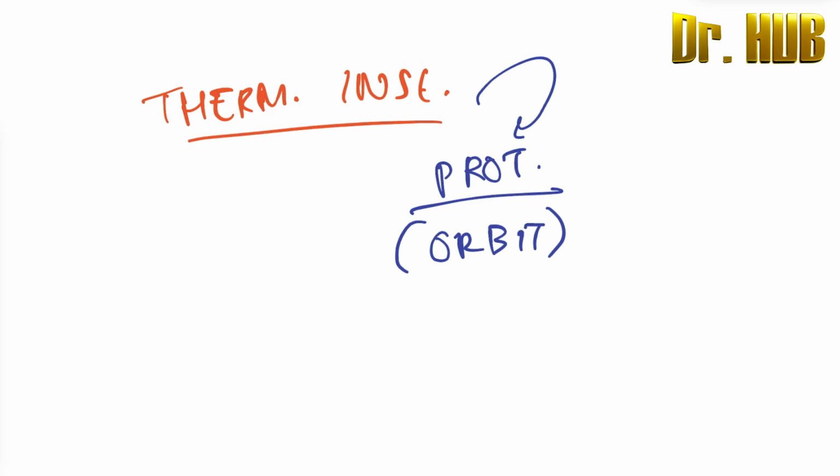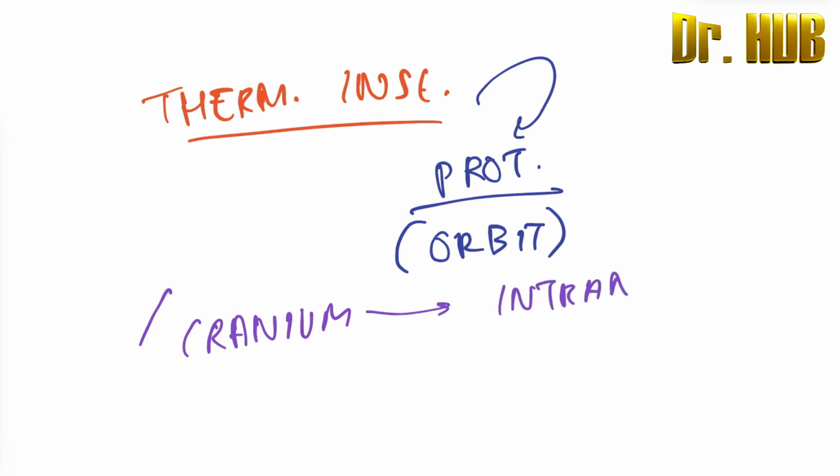So it protects the structures of the orbit and the cranium from the variations of the intranasal temperature, and also the cranium. So it protects the delicate structures in the orbit and the cranium from the variations of the intranasal temperature.